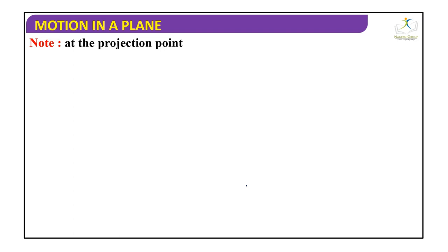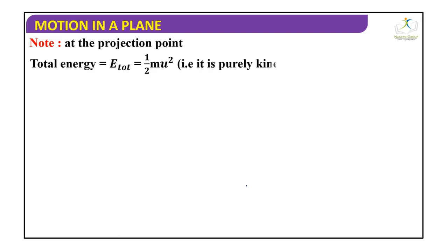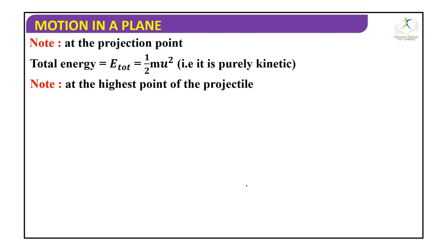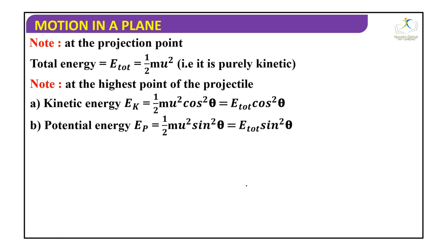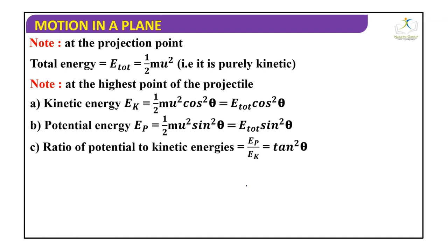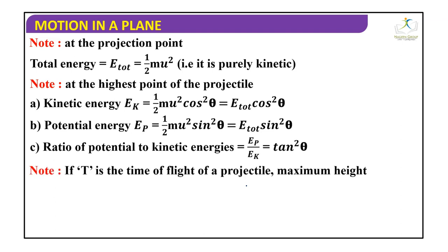The thing we have to note down is that at the projection point the total energy E total is equal to half m u square, and it is purely kinetic. Noted down the next thing also: at the highest point of the projectile, kinetic energy Ek is equal to half m u square cos square theta, which is E total cos square theta. Potential energy Ep is equal to half m u square sin square theta, which is E total sin square theta. Ratio of the potential to the kinetic energy, Ep by Ek, is equal to tan square theta. If t is the time of flight of the projectile, then maximum height.